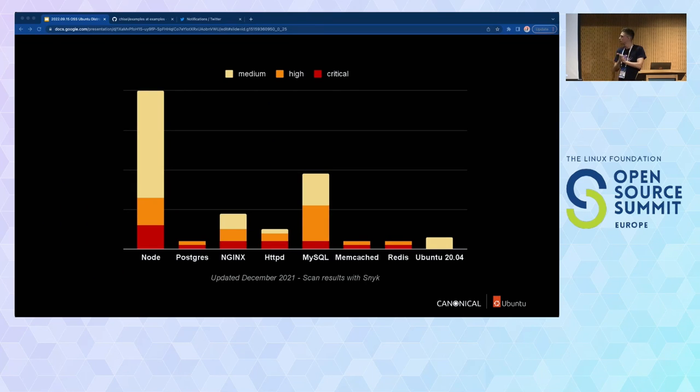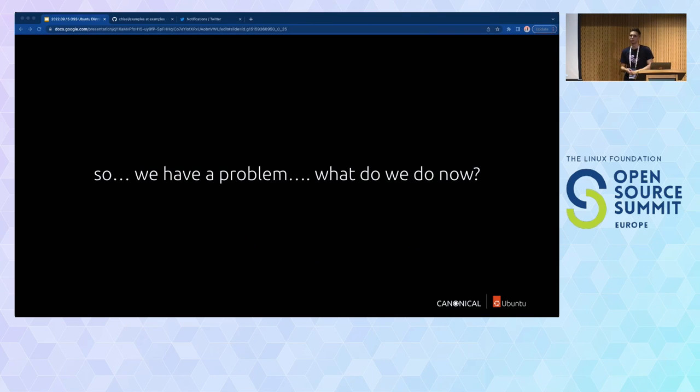So running a quick Docker scan through some of the most popular container images on the Docker Hub shows that they all had vulnerabilities inside them, and most of them had high and critical ones that you can actually exploit to do something, steal data, compromise data, anything fun that you can think of. I'm sure you have great ideas. So we do have a problem. Question is, what do we do now?